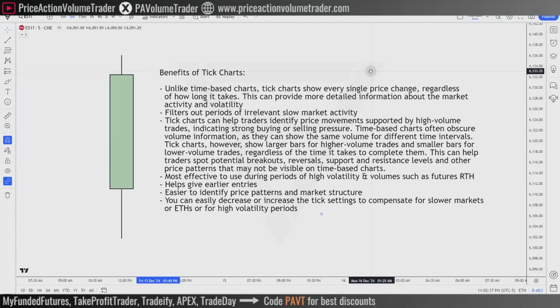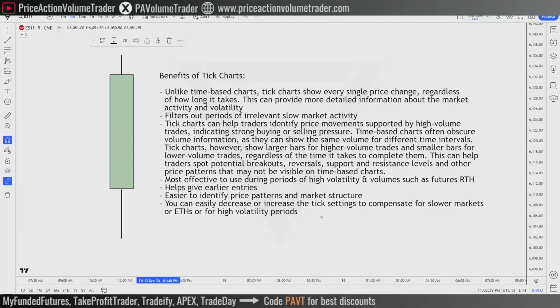Now let's go over a brief list of benefits of tick charts. Unlike time-based charts, tick charts show every single price change regardless of how long it takes. This can provide more detailed information about market activity and volatility. It helps filter out periods of irrelevant slow market activity. Tick charts can help traders identify price movements supported by high volume trades, indicating strong buying or selling pressure.